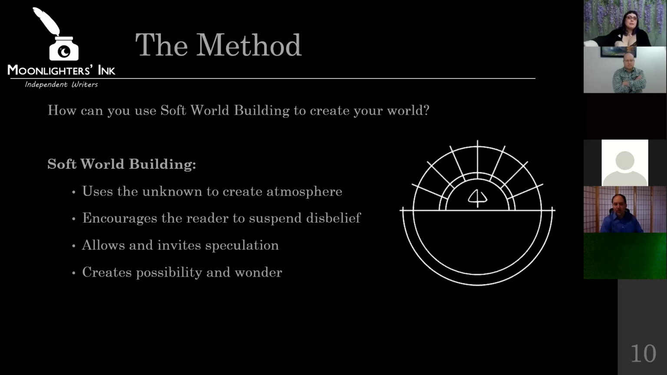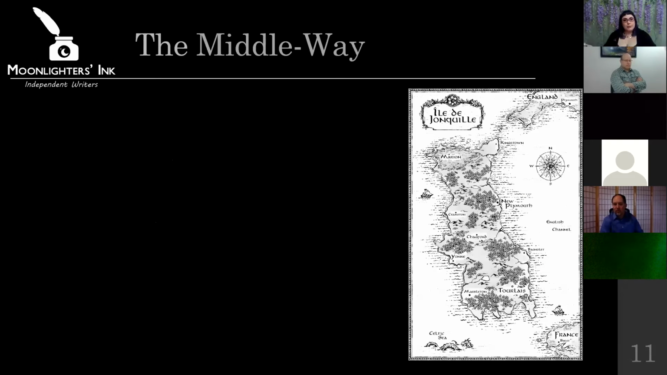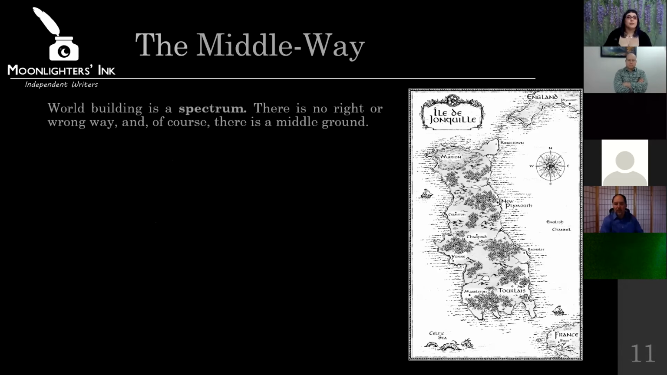Not everybody can do hard world building, and not everybody can do soft world building. So there is a middle ground, because world building is a spectrum. There's no right or wrong way. There is always a middle direction that you can go. This middle way is actually more what I use. I'm a plantser when I write. That's why I stuck my map in here as an example. I'm a great example of the middle way.